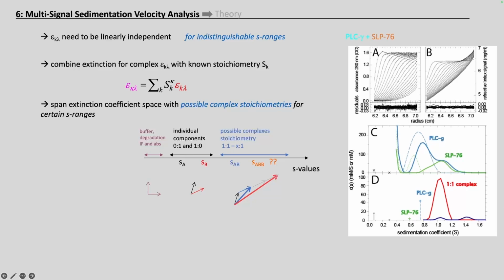However, here the hydrodynamic information comes to the rescue, since the mass of a two-to-two complex would usually be associated with a much larger sedimentation coefficient. And so this is an example of how you can construct the multi-signal analysis with different spectral constraints that match what we know or hypothesize about the sample.